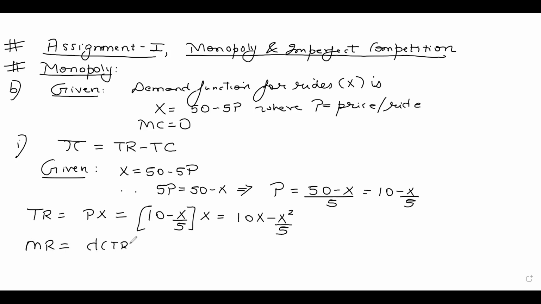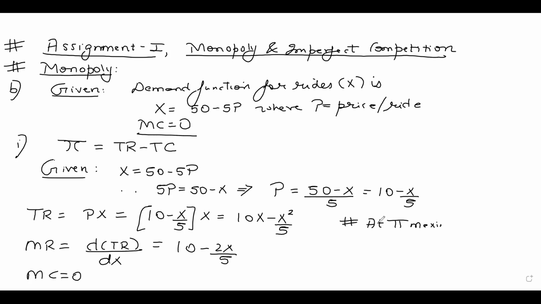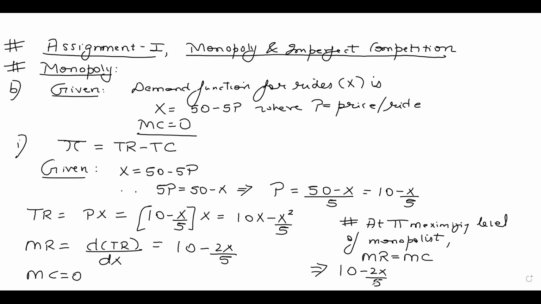If I differentiate total revenue with respect to the number of rides, what do I get? 10 minus 2x by 5. That is my marginal revenue. My marginal cost is given to us as 0. At the profit maximizing level of the monopolist, marginal revenue should be equal to marginal cost. Marginal revenue is 10 minus 2x by 5. Marginal cost is 0. Solve this for x. So we get 10 is equal to 2x by 5, which implies my x is 10 into 5 by 2, which is 25.